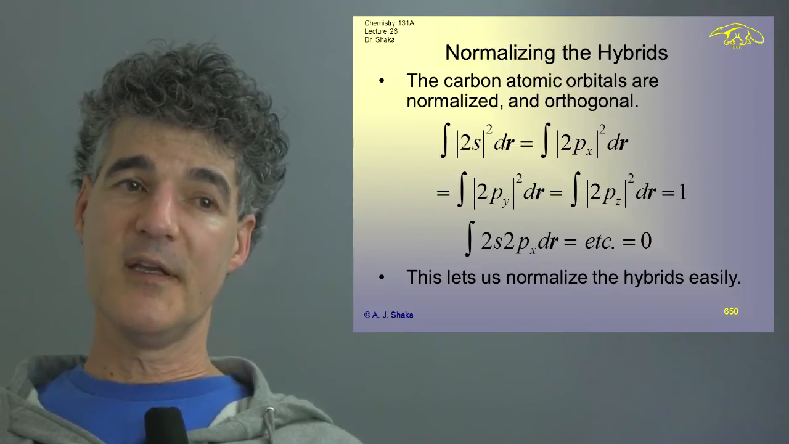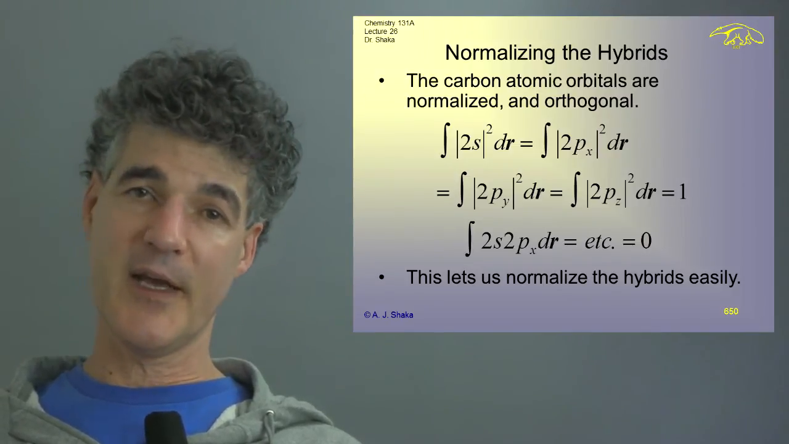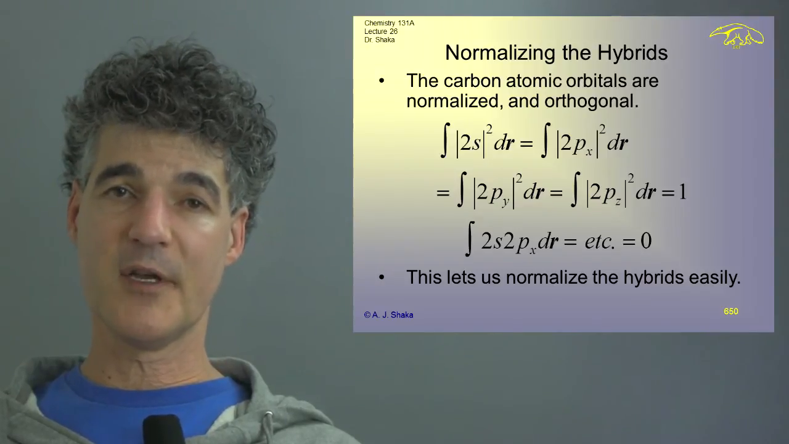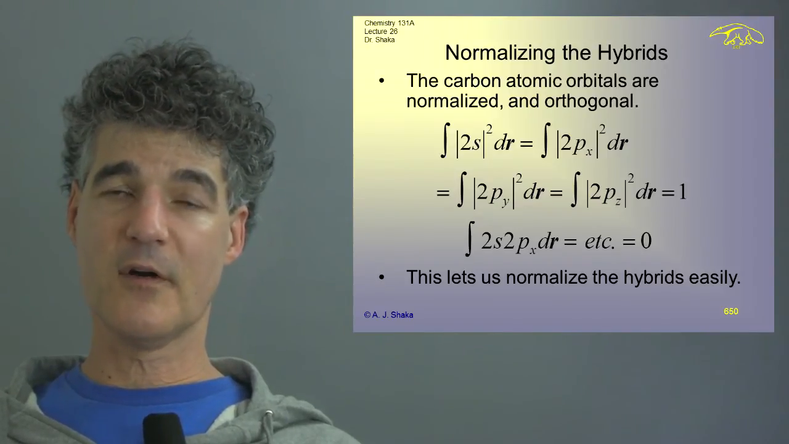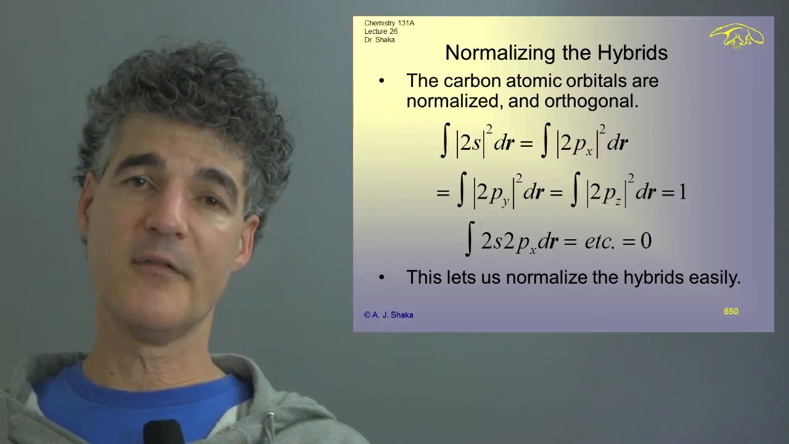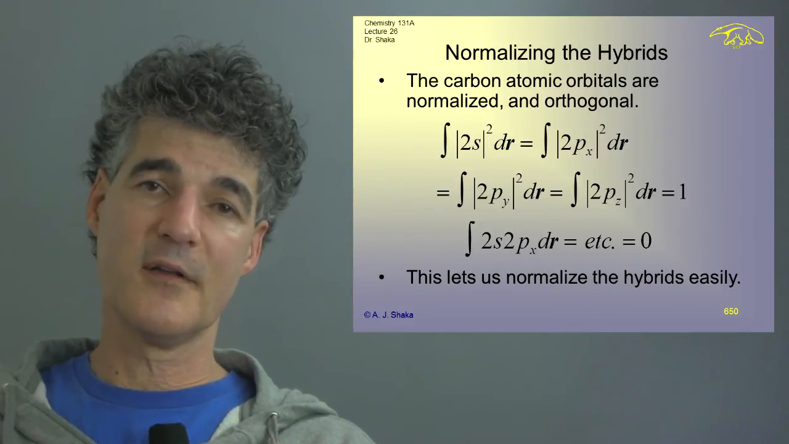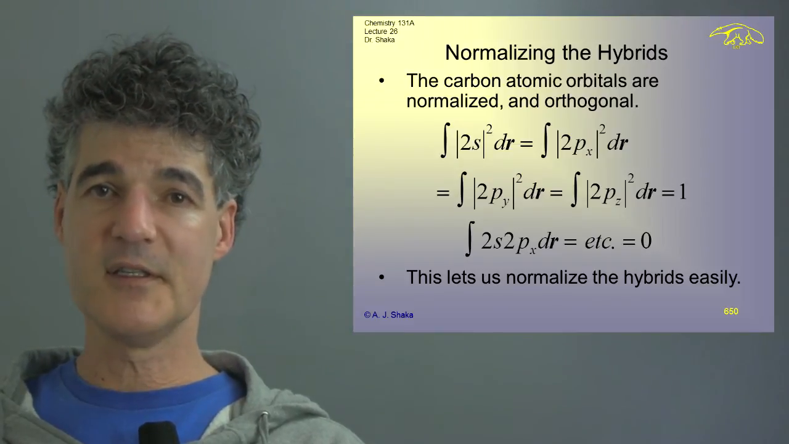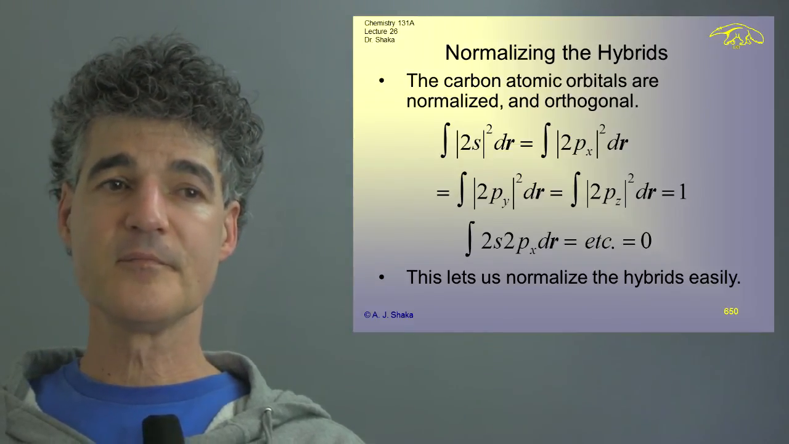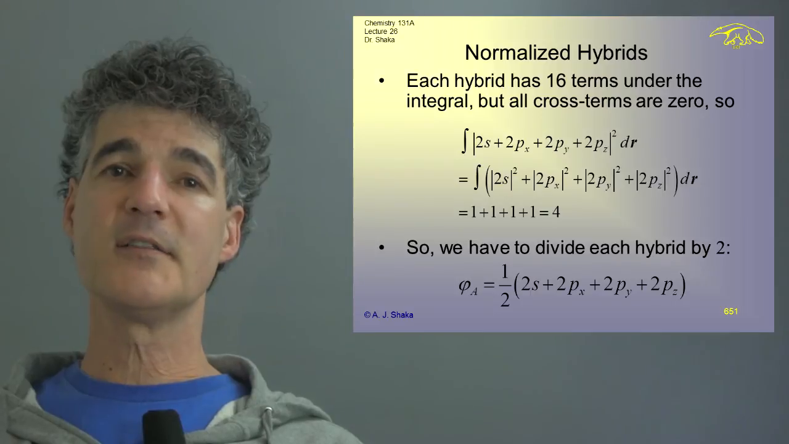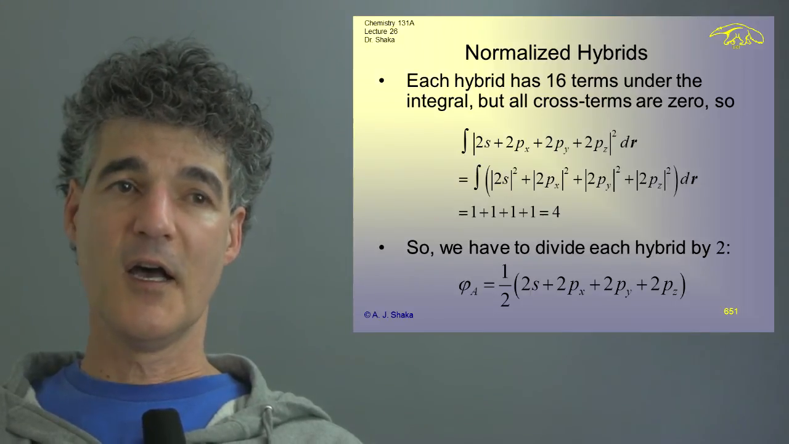So the 2s is orthogonal to 2px, and I think you can see that by symmetry. Those integrals are all 0 because one of them is positive and one is negative. And of course, if the 2p's are at right angles, the integral is 0. That's easy to see as well. That lets us normalize our Pauling hybrids.